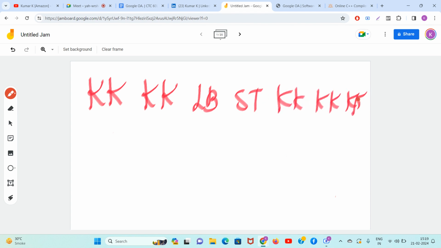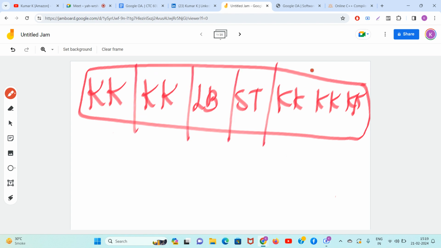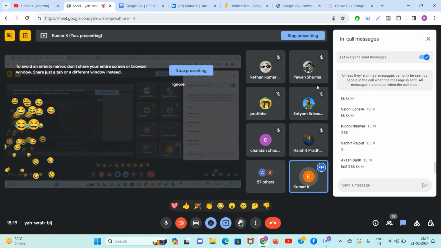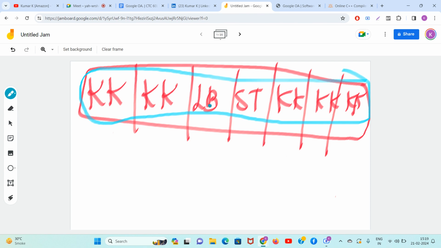Guys, this is the array given to you. Now tell me guys, which is the subarray which has the maximum power? Tell me, which is that subarray? The last 3 K. Guys, why can we not take the full array? Because if we take the full array, Love Babbar and Striver students will decrease the level.